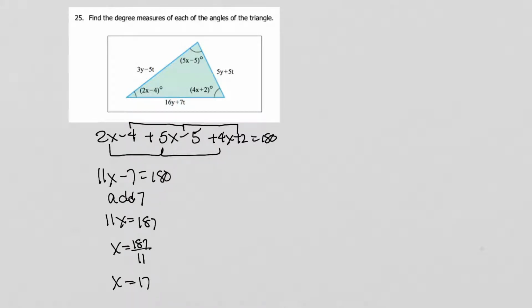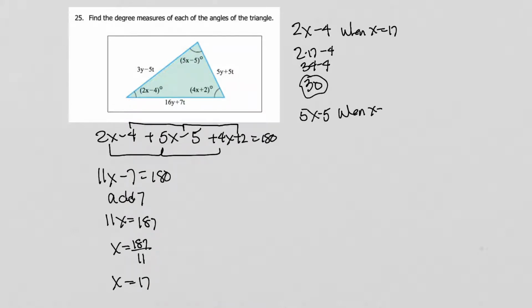I'm going to do it at the top right. So let's take a look at the first one here. 2x minus 4. Now when x equals 17, we'll get 2 times 17 minus 4, 34 minus 4. That gives us 30 degrees. Let's get the top one. 5x minus 5, when x equals 17. We'll get 5 times 17 minus 5. That gives us 85 minus 5, which gives us 80 degrees.